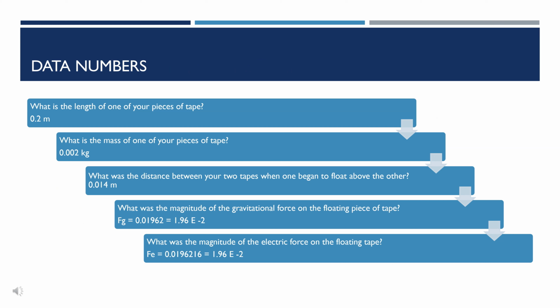The length of one piece of tape was 0.2 meters, the mass of one piece of tape was 0.002 kilograms, the distance between the two tapes when one began to float was 0.14 meters, the gravitational force on the floating piece of tape was 0.1962, or 1.96 e to the negative 2, and the magnitude of the electric force on the floating tape was 0.0196216, or 1.96 e to the negative 2. I'll further explain these calculations in the coding slide.